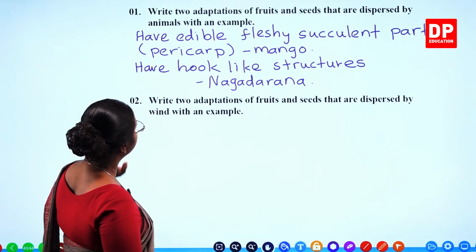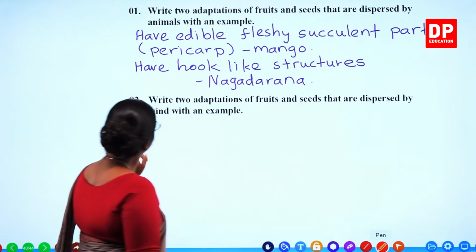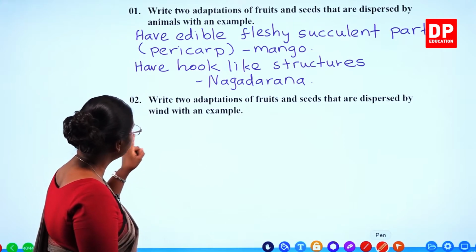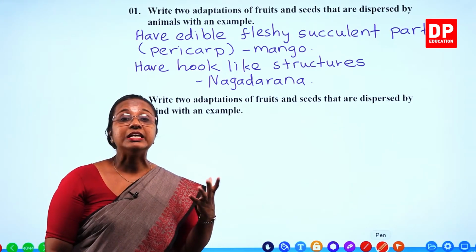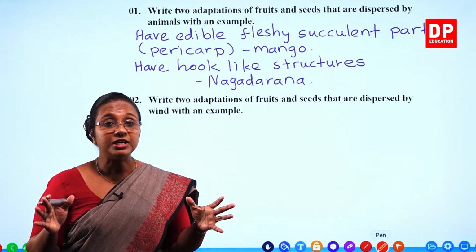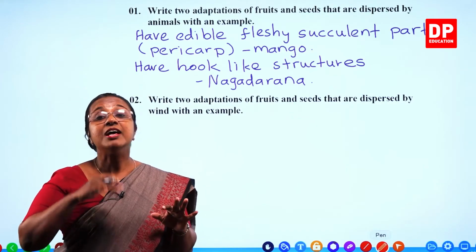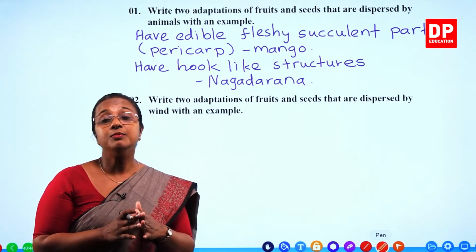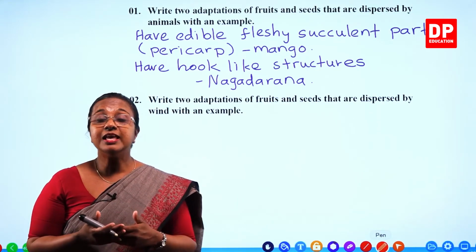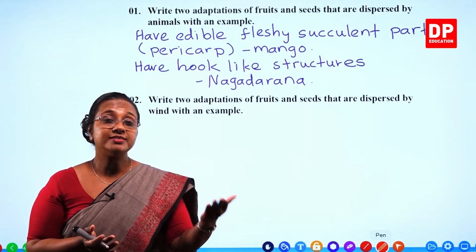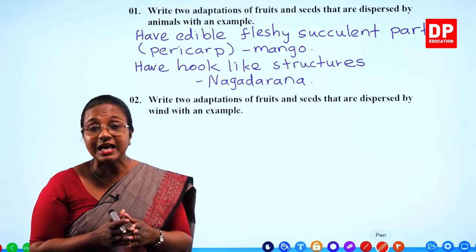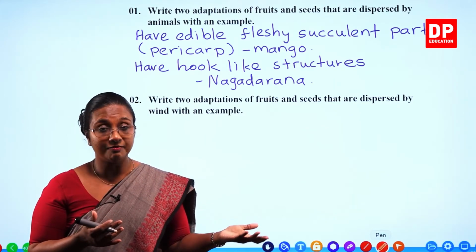Then we have the second part of the question. Write 2 adaptations of fruits and seeds that are dispersed by wind with an example. So here again, fruits and seeds dispersed by wind with an example. You all know, students, these fruits and seeds have thread-like structures to float in wind. Milkweed is a very good example for that. Then they have wing-like structures. For example, mahogany, you can think of drumstick. All these have wing-like structures again to float in the wind.